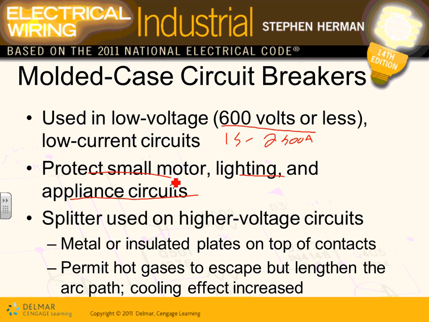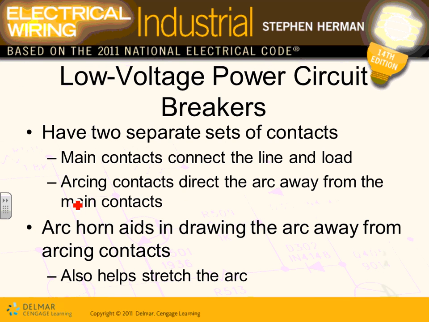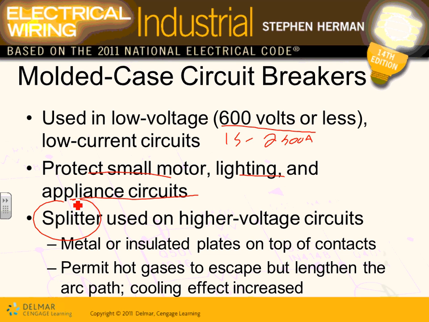Okay, splitter: use of higher voltages, metal or insulated plates on top of contacts. They use something called a splitter and arc shoes. I don't know if we have them here. Well, look at that one. They use metal or insulated plates on top of the contacts that permit hot gases to escape but lengthen the arc path, a cooling effect. So to get rid of the arc, guys, they have a splitter.